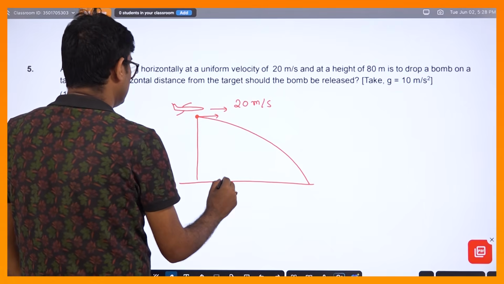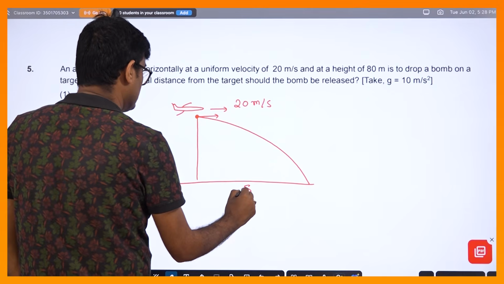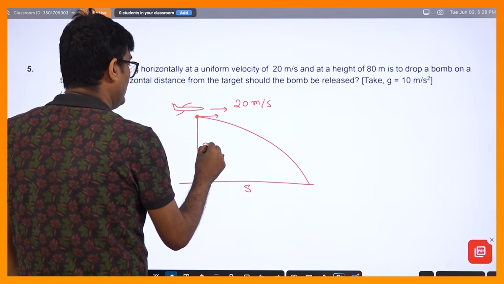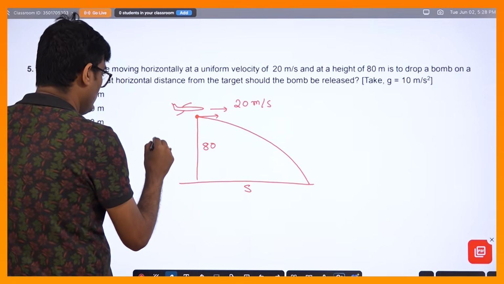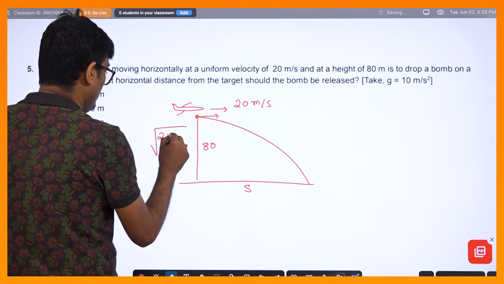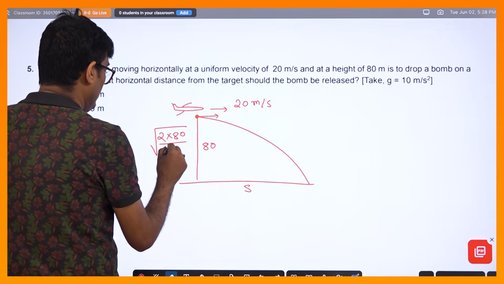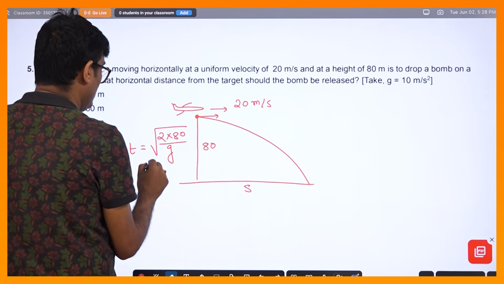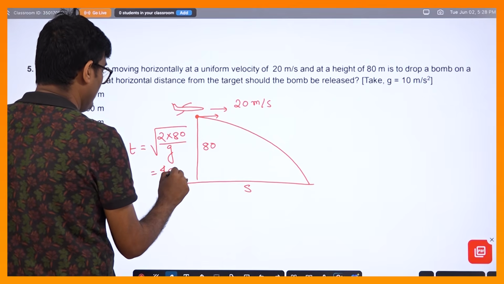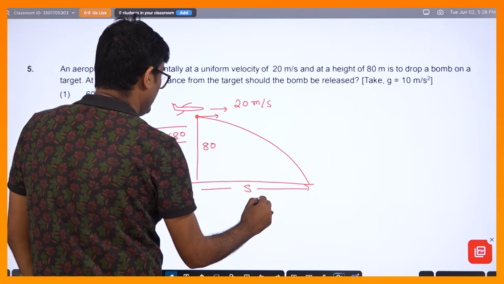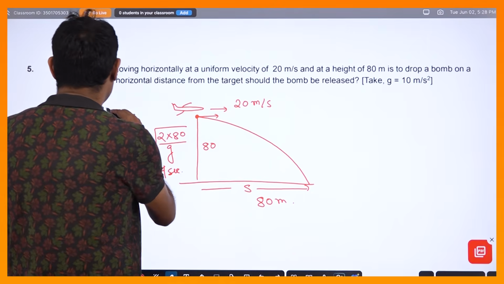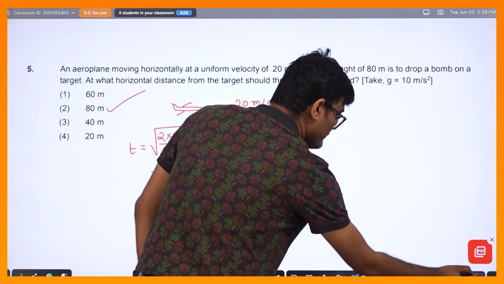at a horizontal distance, suppose s, and the height is 80 meter. So for 80 meter it will take time equal to root over 2h by g, right. So the time is equal to 4 seconds, and in 4 seconds it travels 80 meters, right. That is the answer for this question number 5.